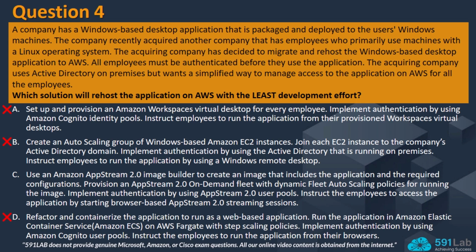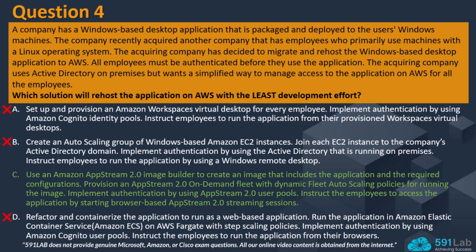Considering the requirement of the least development effort, option C is the most suitable. It leverages Amazon AppStream 2.0 for simplified application delivery, provides authentication using user pools, and allows employees to access the application through browser-based streaming sessions, minimizing the need for additional steps or development effort. So the correct answer is option C.